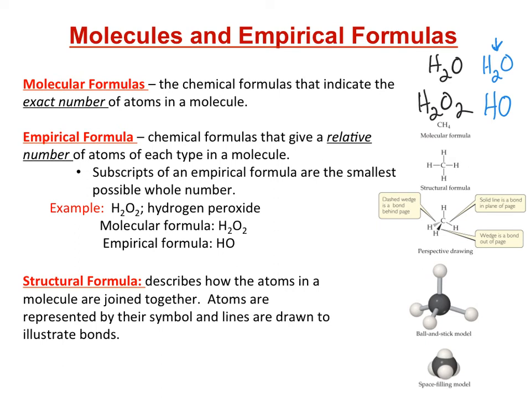Lastly, we have the structural formulas, which is really how those are composed. So for water, we would have an oxygen bound to 2 hydrogen atoms. For H2O2, we could have these 2 oxygen atoms that are bound to one another, and then ultimately bound to hydrogens as well. This would be H2O2.